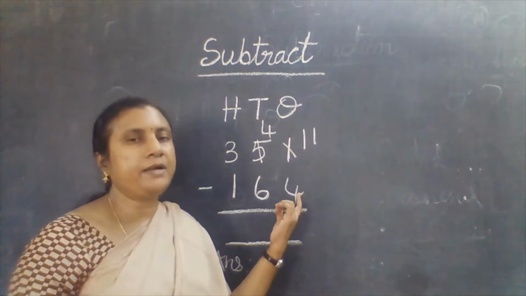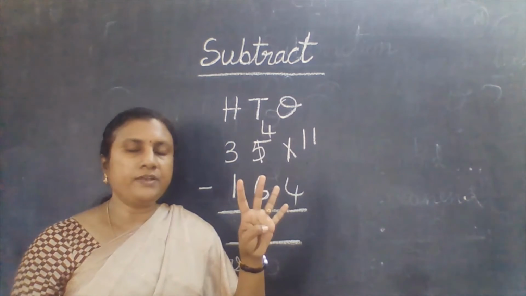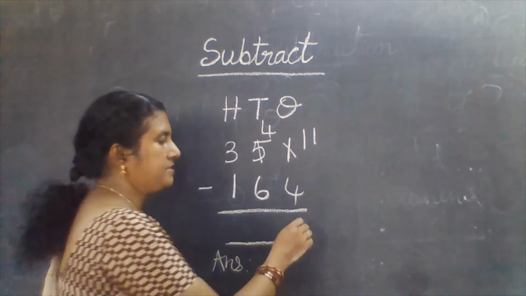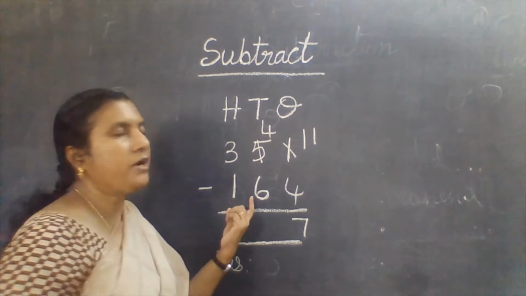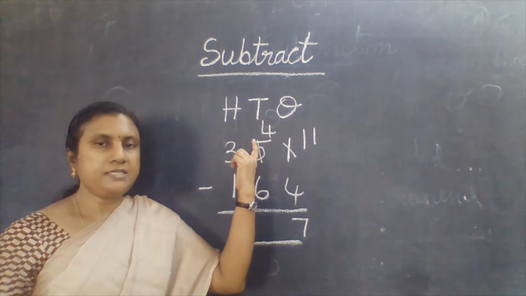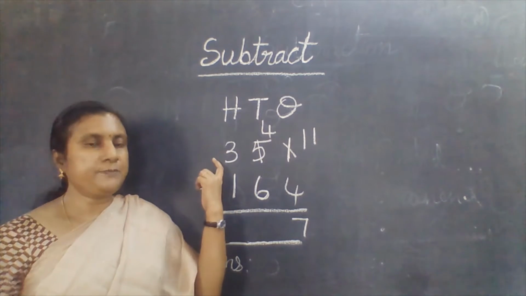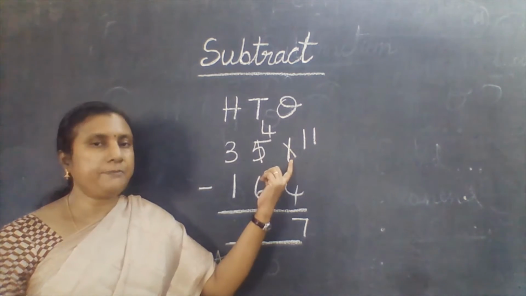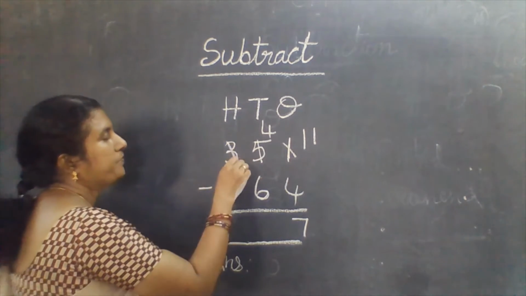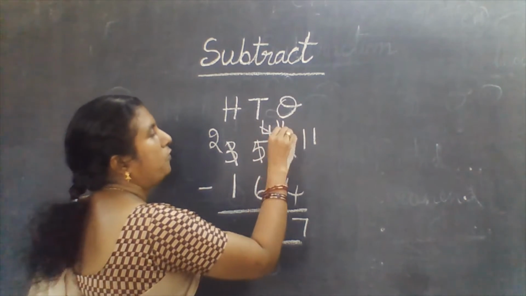Now we have to separate this 4 from this 11. So 11 in your mind, 4 in your fingers. Before 11: 10, 9, 8, 7. The difference is 7. Next we have to go to tens place. Here we have to separate 6 from 4. Is it possible? No. So we have to borrow from the next place value and repeat the same process. In hundreds place we have 3. So it will be reduced to 2 and this 4 will become 14.